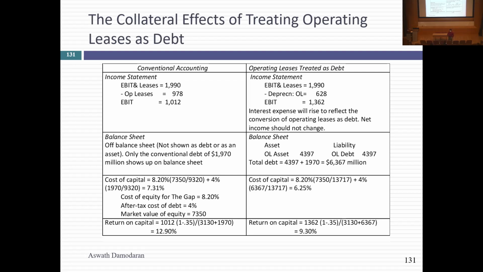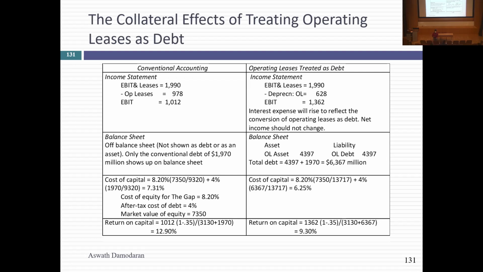It's one of the few places in finance where we go to book value. Before I capitalize leases, I had only $1.97 billion in book debt. So the invested capital was small, and my return on capital at the Gap was 12.9%. Once I capitalize leases and bring them in, because I now have more debt, my return on capital decreases. At this stage, they were completely confused. They said, our income goes up, but our debt goes up. Our cost of capital goes down, but our return on capital goes down as well.